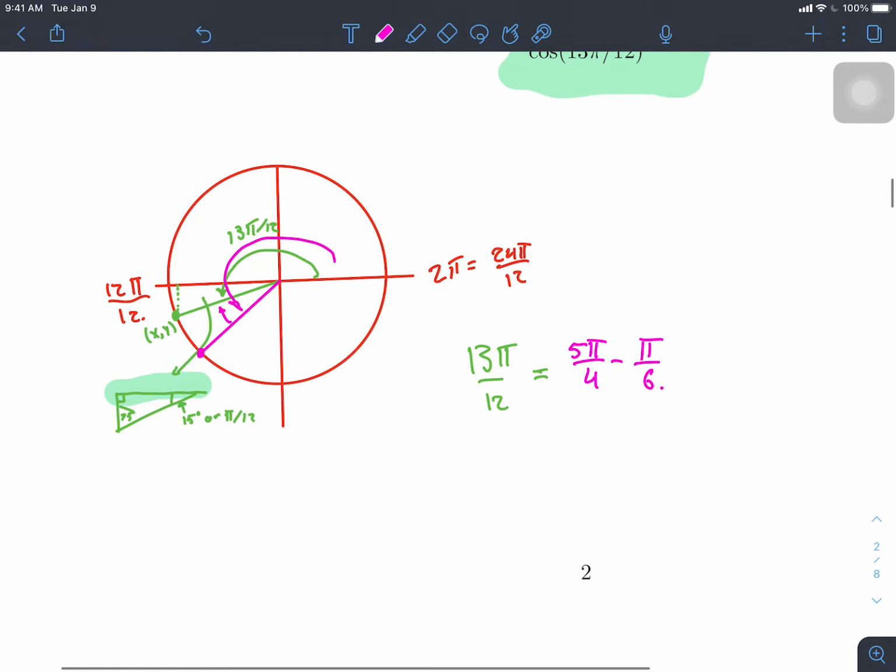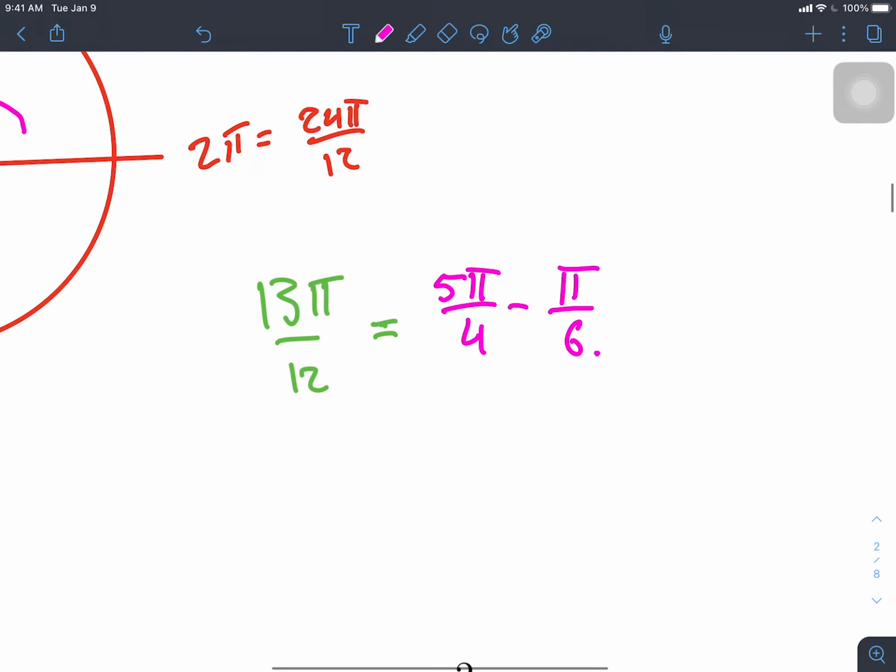So we can express 13 pi over 12 as 5 pi over 4 minus pi over 6, and let me show you real quick that this does work. We multiply the numerator and denominator of 5 pi over 4 by 3 and get 15 pi over 12, minus, multiplying the numerator and denominator of pi over 6 by 2, 2 pi over 12. Then 15 pi minus 2 pi gets us 13 pi. So this is true.